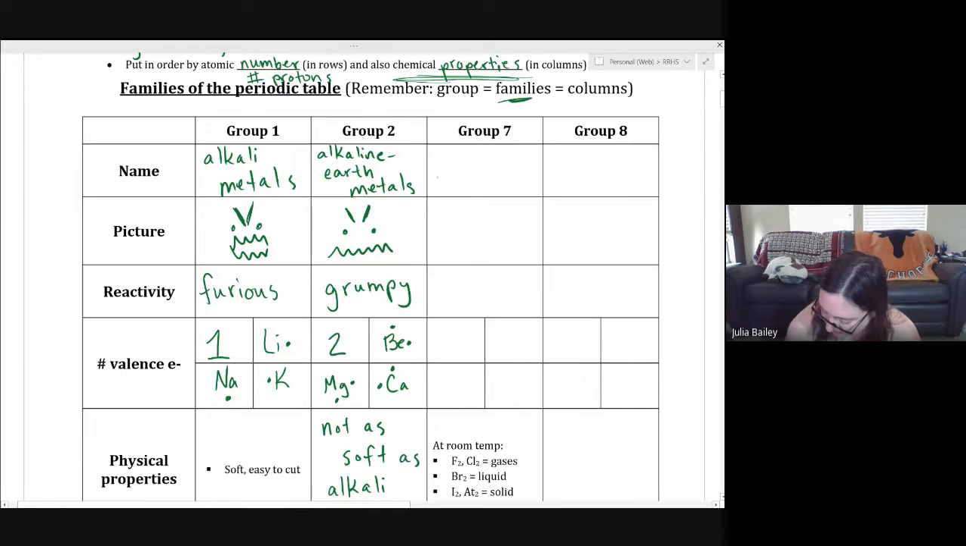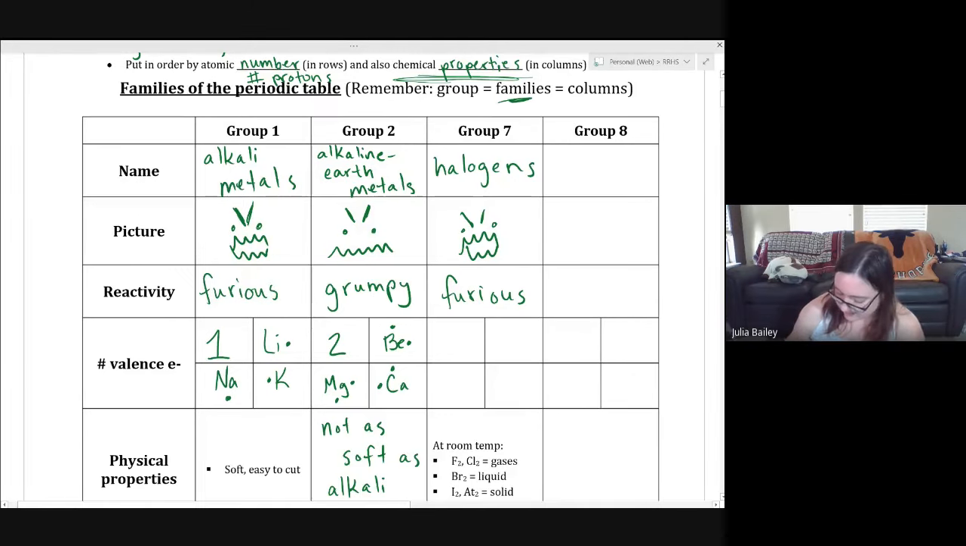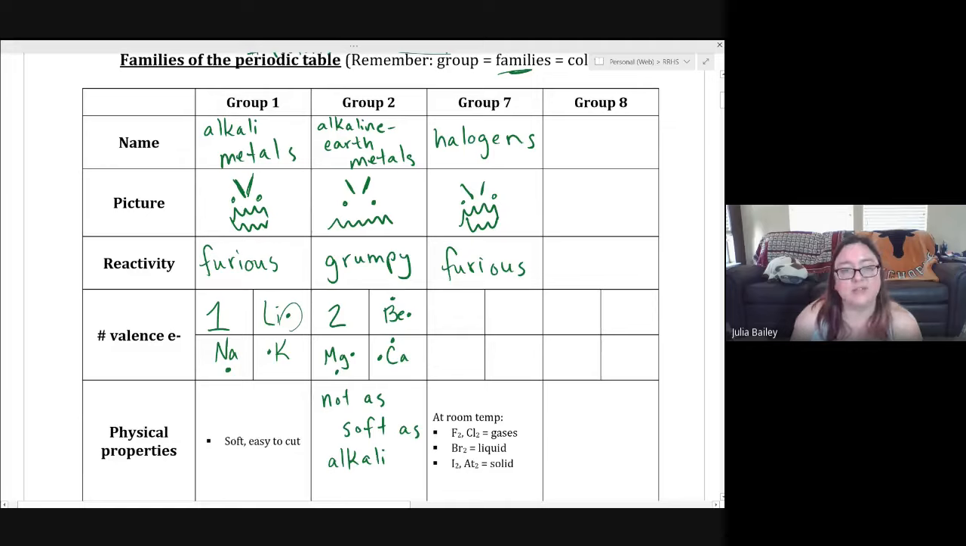Group 7, all the way on the other end of the periodic table, these are your halogens. And we're back to being furious, or so angry. With alkali metals, that one valence electron, they really want to give it away, and so they react very easily. With halogens, they have 7 valence electrons, and that means they really want to gain 1. In gaining 1, they react very easily to take it from wherever they can find it.